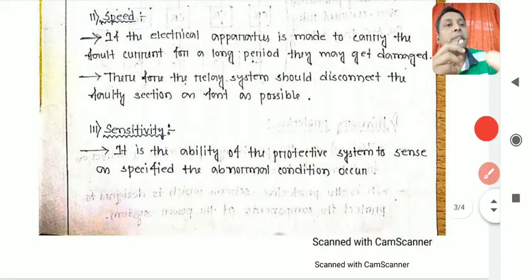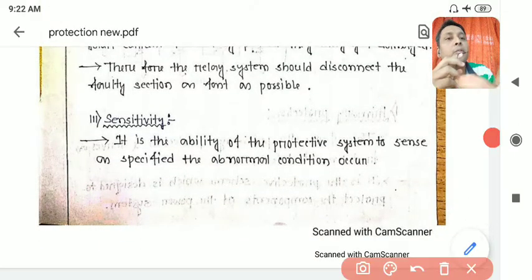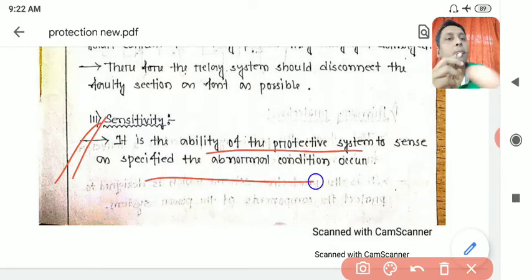Then sensitivity. Sensitivity means how sensitive it is to your fault. If there is a small deviation in the abnormal condition, it should sense the specified abnormal condition. We have fixed a relay to sense a particular thing. Suppose you have set it up to 10 amperes, so if it is 10.01 amperes, or even 10.0001 amperes, then also it should be sensitive. That is known as sensitivity. It should work for its specified condition, the specified reason for which it was installed.